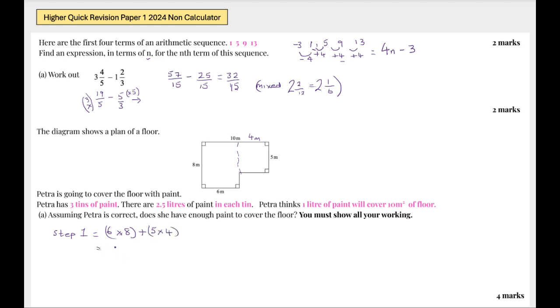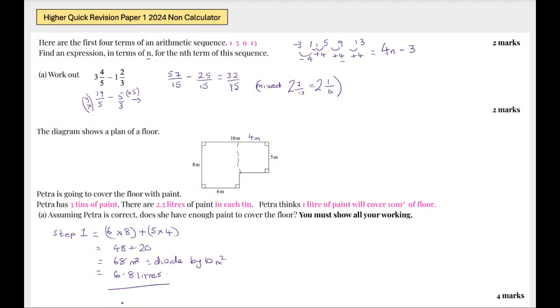Okay, so now I've got 48 plus 20 equals 68 meters squared. I want to divide it by 10 meters squared to convert it into litres. So now I've got 6.8 litres of paint required. So now I know how much paint in total is required. So I've done that.